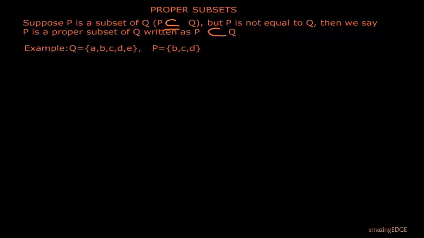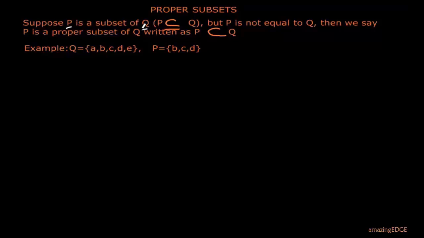In this video, we want to introduce another type of subset, which we refer to as a proper subset. So we look at the definition. Suppose we have two sets, in this case P and Q. That tells you that we can use any symbol of our choice. In the previous video, we used A and B. Here we choose to use P and Q.